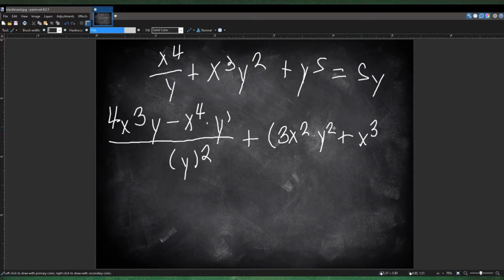Now you want to take the derivative of y squared. So the derivative of y to the power of 2 is 2y. And when you're doing the derivative of y, because you're doing it with respect to x, you have to leave a derivative of y.